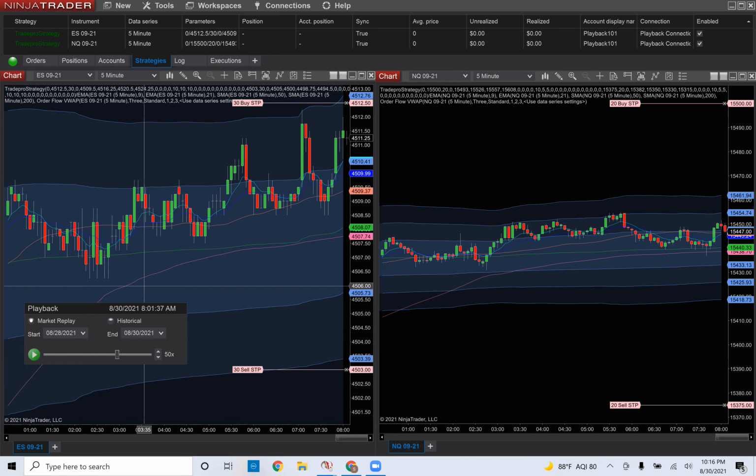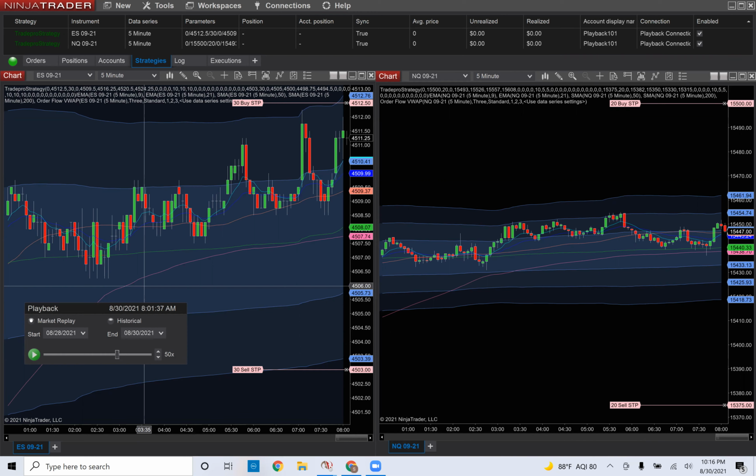On the NASDAQ futures, our bullish entry was 15500. Targets are 15526, 15557, and 15608. And I scaled out 10 contracts on the first target and 5 and 5 on the second and third target.